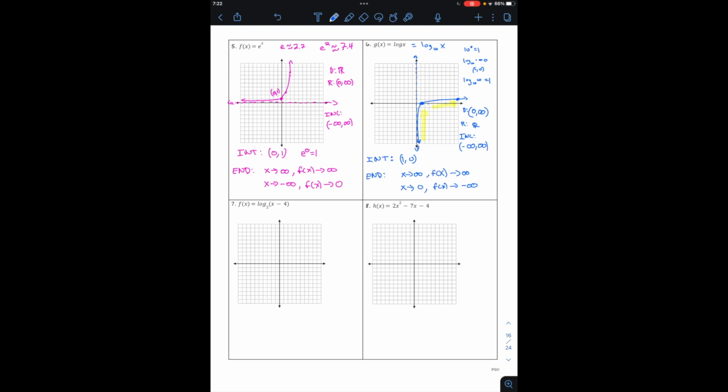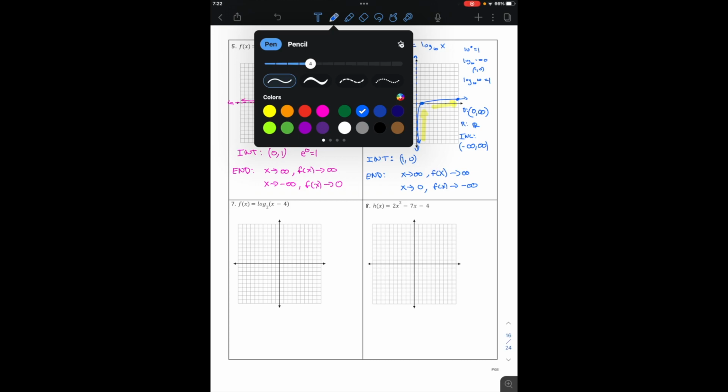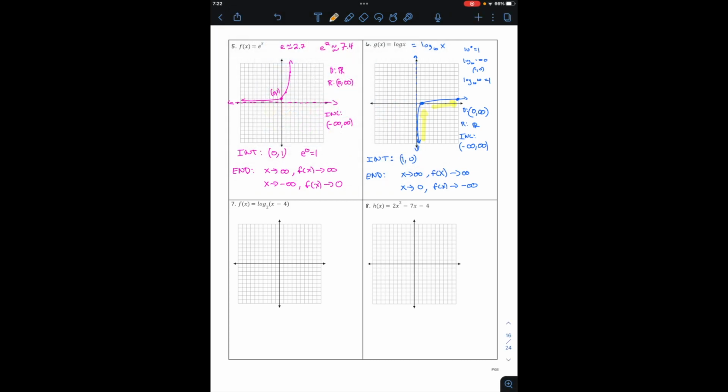Okay, number 7, we are also going to have a logarithmic function. So it's going to follow this sort of theme, but we have an x minus 4 inside the function. So now, when I plug in 4, I end up with 0. So if I plugged in 4, I would get log base 2 of 0, which is undefined. Meaning that my asymptote is now at positive 4. So I'm going to go 1, 2, 3, 4, and there's my asymptote.